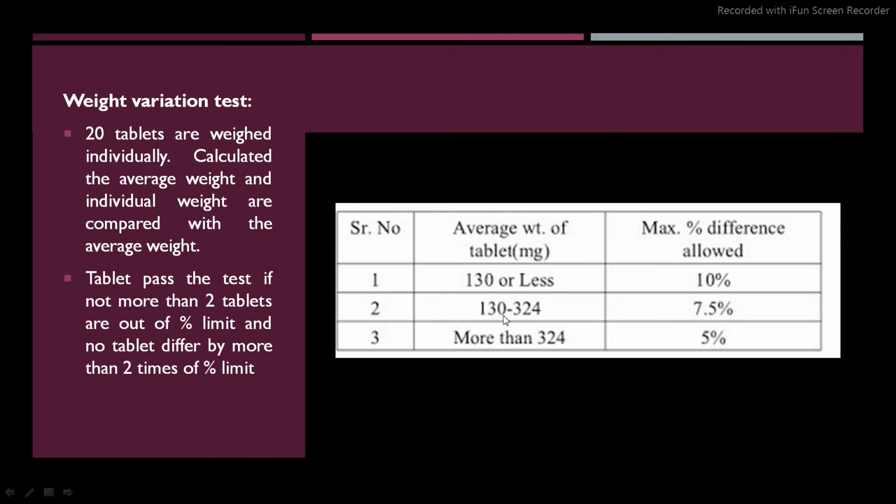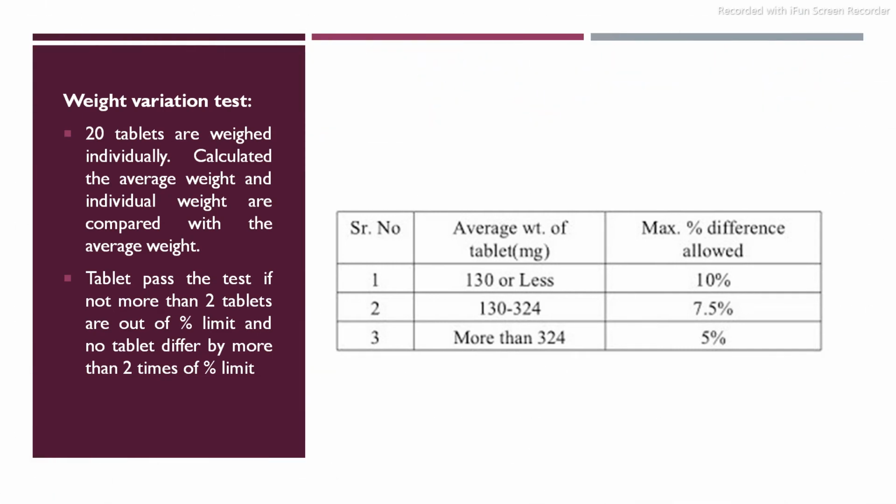Next, if the average weight is 130 to 324 milligram, then the acceptable limit is 7.5%. And if the average weight is more than 324 milligram, then the weight variation should not be more than 5%. So in this way we have to find out the weight variation amongst the 20 tablets, and they will pass the test if not more than 2 tablets are outside of the limit.